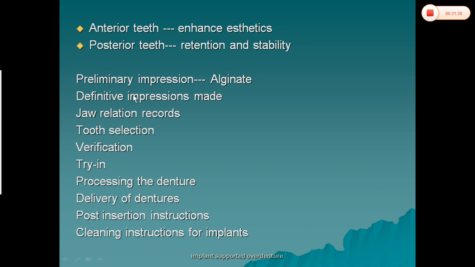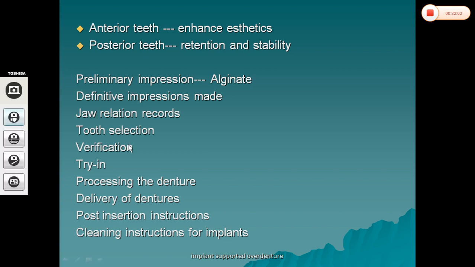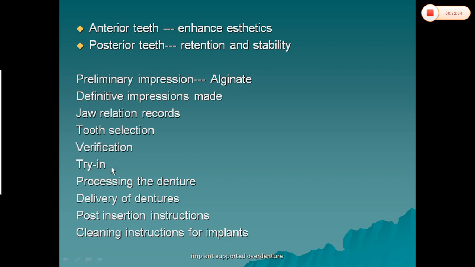Once definitive impressions are made, the master cast is obtained, then the jaw relations are recorded, then they are articulated, teeth selection is done depending on aesthetics and retention, and teeth arrangement is done and verified. During these procedures, the attachments are also positioned on the cast. Then they are verified for aesthetics, whether the fitting is good or not. Everything will be tried. Then the dentures are processed along with the attachments.